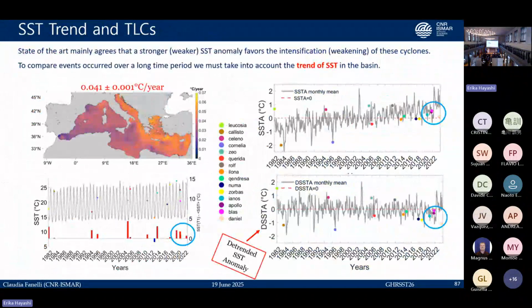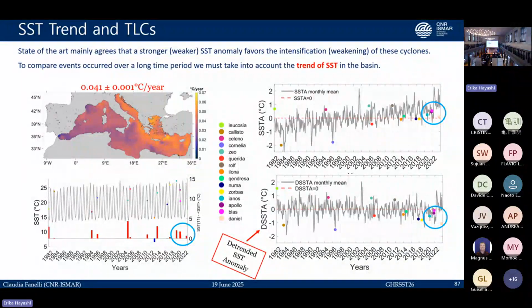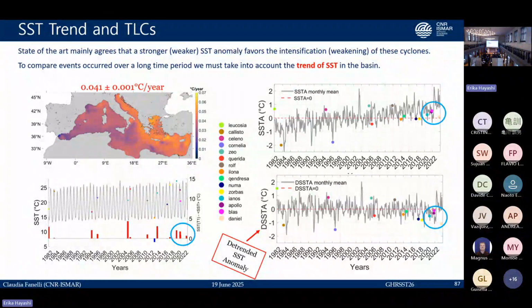The state of the art mainly says that we need a strong positive anomaly to trigger the vertical gradient needed to develop a medicane, but we thought that we are talking about the Mediterranean Sea, which is very sensitive to climate change and climate variability, and is also experiencing a warming rate of about 0.4 degrees per decade, which is not even in spatial terms.